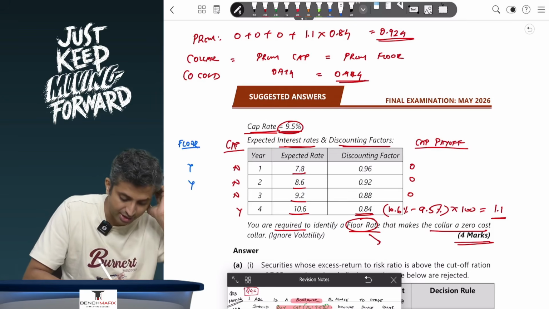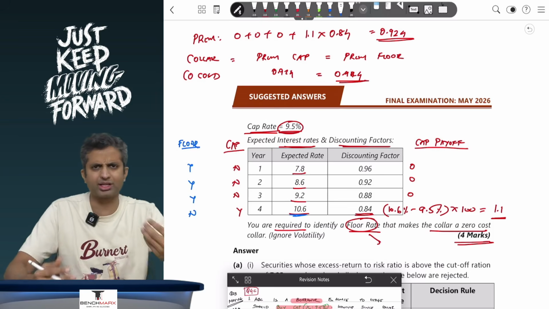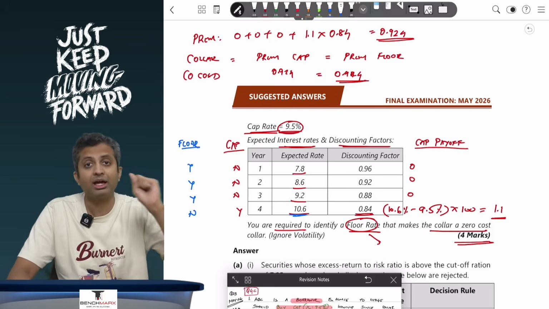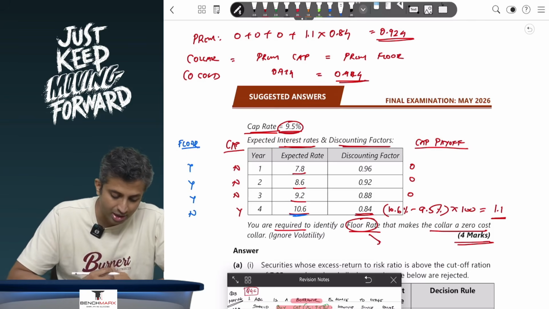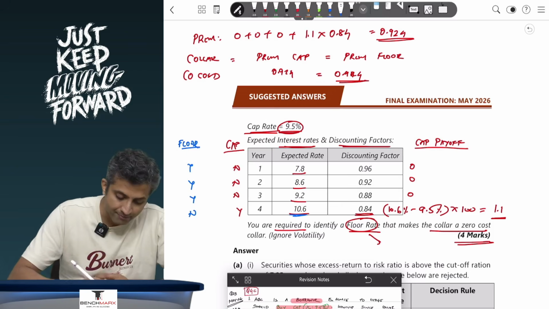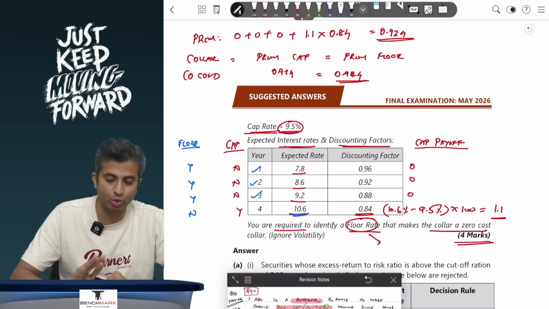8.6, the floor will be exercised. At 9.2, the floor will be exercised, but at 10.6, the floor will not be exercised because the lender will be happy to get 10.6 instead of 9.5. In all other cases, the floor will be exercised. So let the floor exercise rate, for example, over here, they are taking that 1, 2, and 3. These are the 3 possibilities that the floor will be exercised.